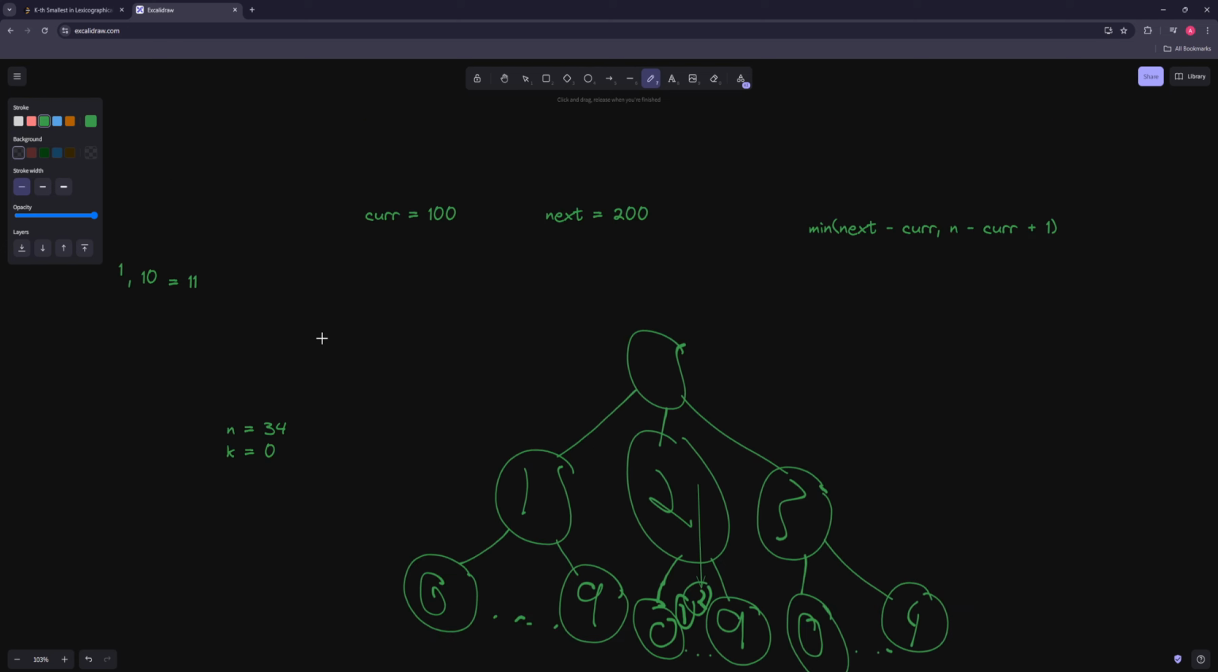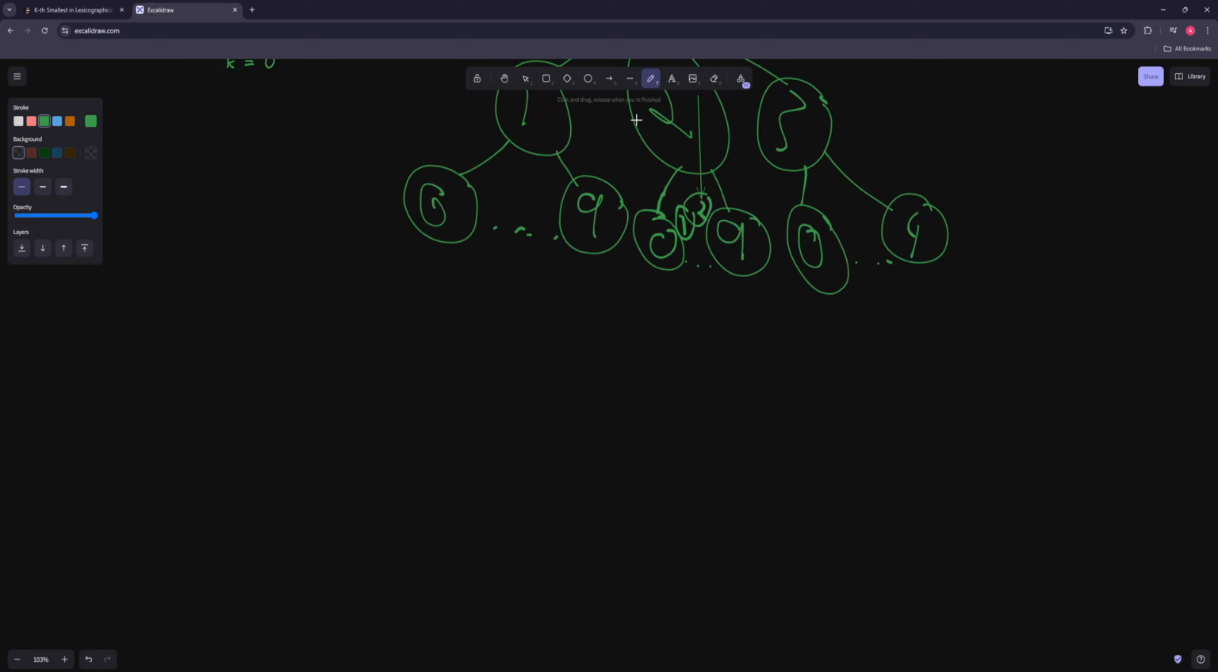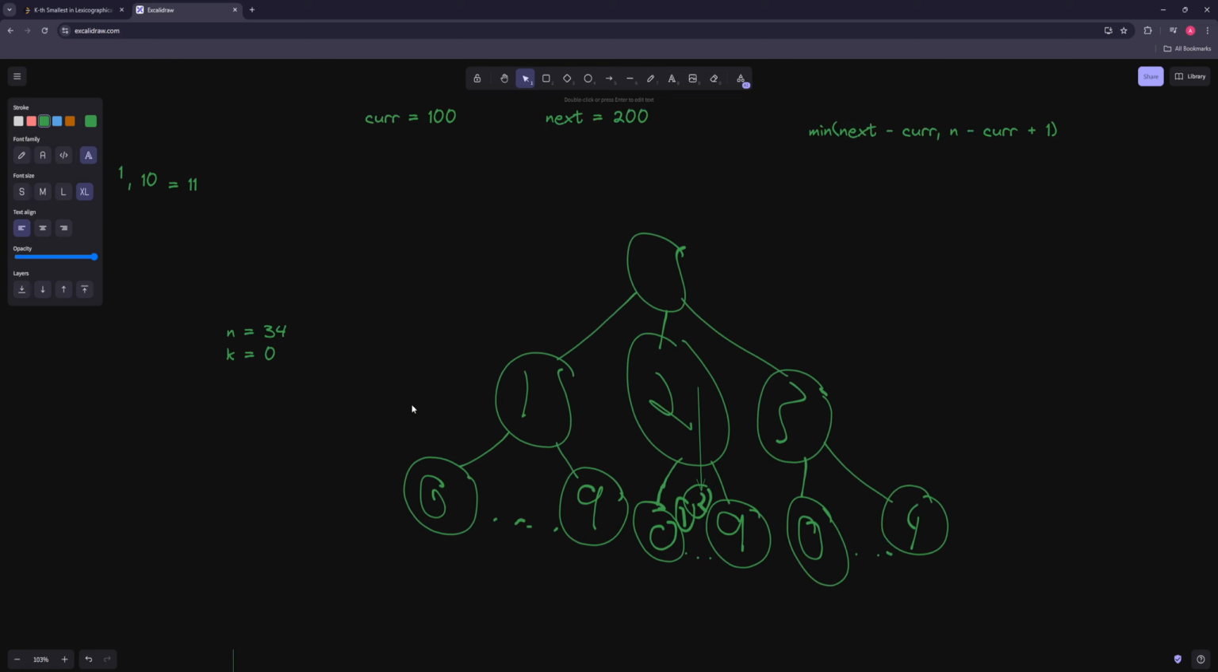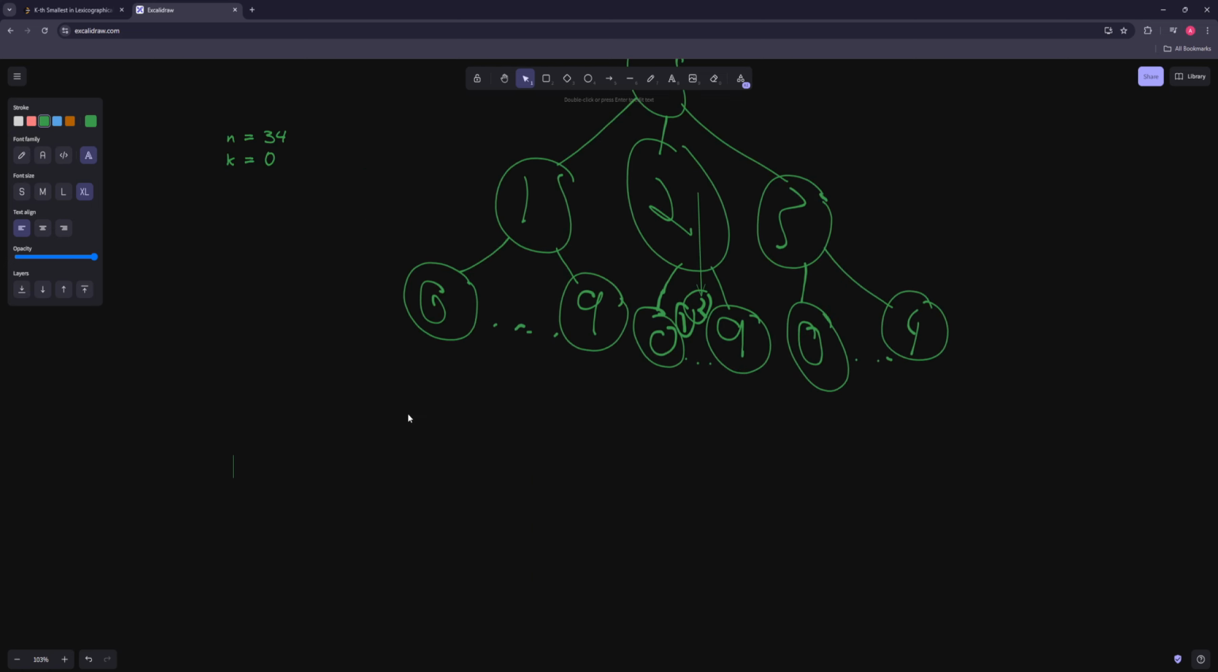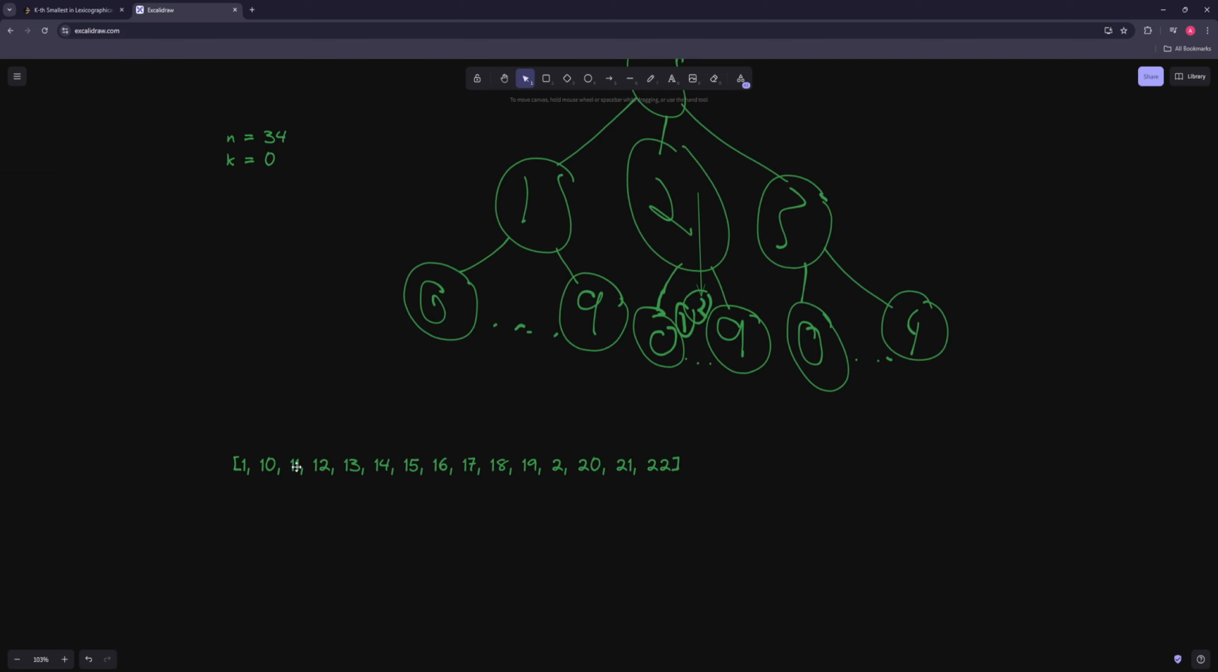And if we actually write out these numbers for n equals 34, let's see if we did that correctly. So I believe k is 15. So let's write out these numbers. It's going to be like 1, 10, 11, 12, 13, 14, 15, 16, 17, 18, 19, 2, 20, 21, 22. So how many is that? 1, 2, 3, 4, 5, 6, 7, 8, 9, 10, 11, 12, 13, 14, 15. Yeah, so 22 is the 15th smallest number.